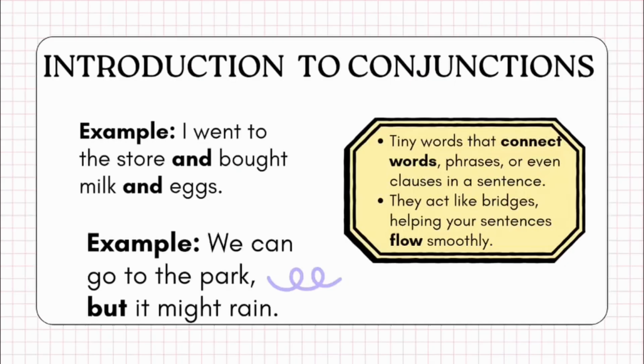So let me quickly introduce you to conjunctions by beginning with the definition. A conjunction is a part of speech that connects words, phrases, clauses, or sentences. They serve as a link to show the relationship between the connected elements, such as adding additional information, showing contrast, or showing cause and effect.